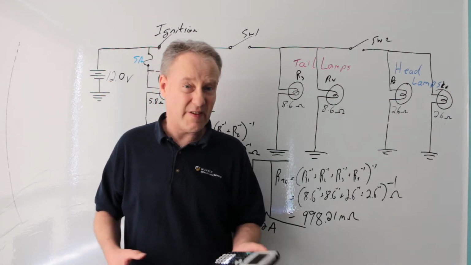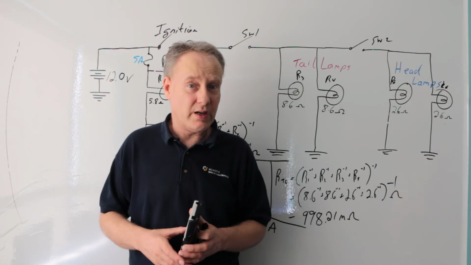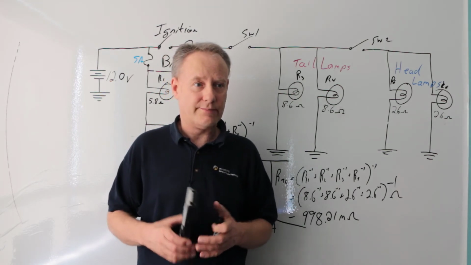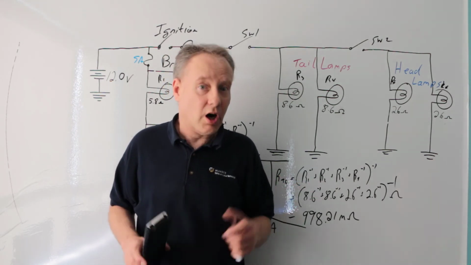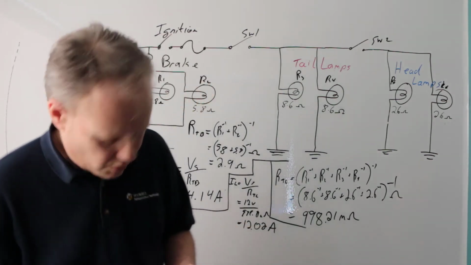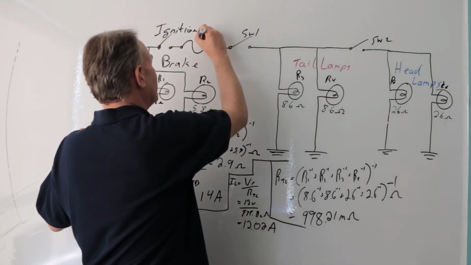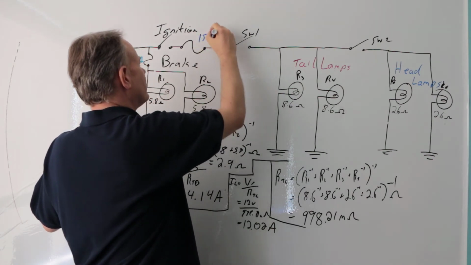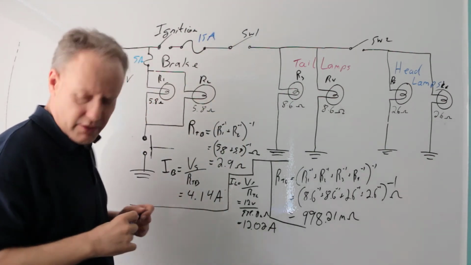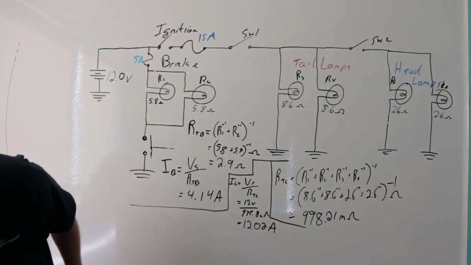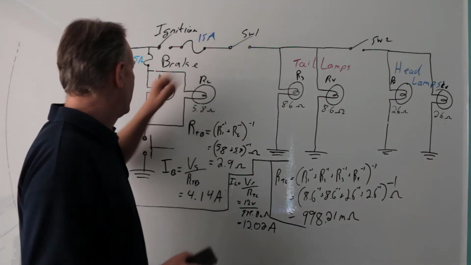A 15 amp fuse is in between those 2 numbers. Guess what, they're readily available. It's a pretty common automotive fuse. So what I'm going to do here is say this is going to be 15 amps. Okay, good. So we know how to do all of that math. We know how to calculate it. We know how to choose our fuses.